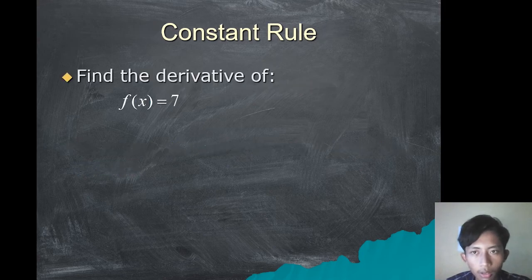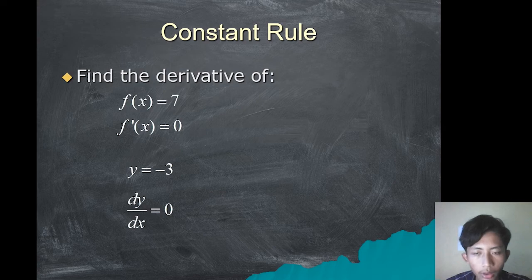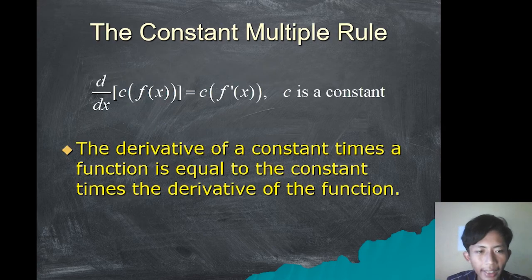Example of constant rule. Find the derivative of f(x) is equal to 7. f prime x is equal to 0. And then y is equal to minus 3. y prime or dy/dx is equal to 0. And then the constant multiple rule. The derivative of a constant times a function is equal to the constant times the derivative of the function.